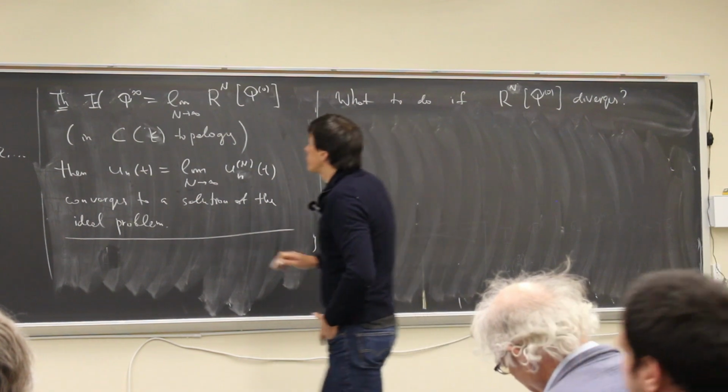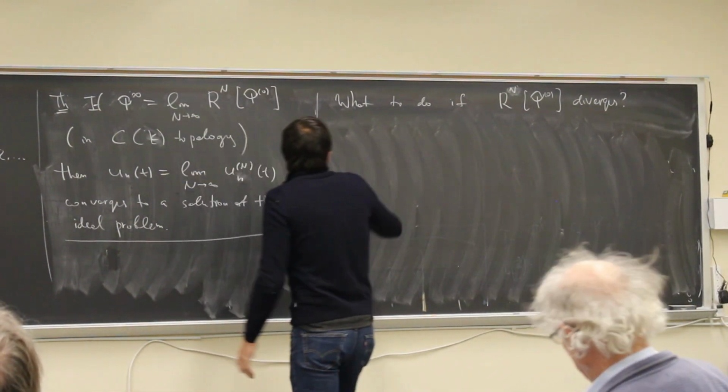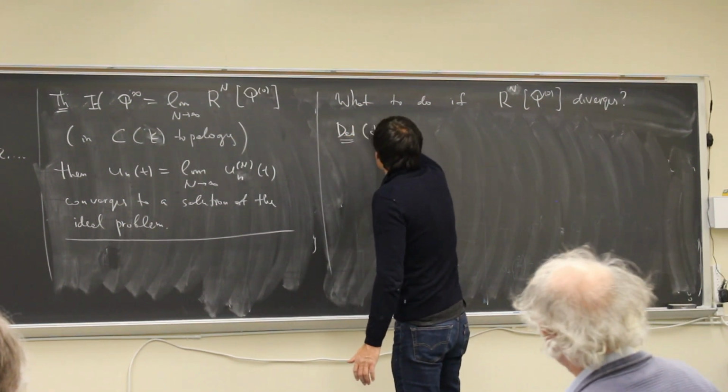So now, if we don't have this convergence, what do you do? We make another definition of regularization. We will make a stochastic regularization.